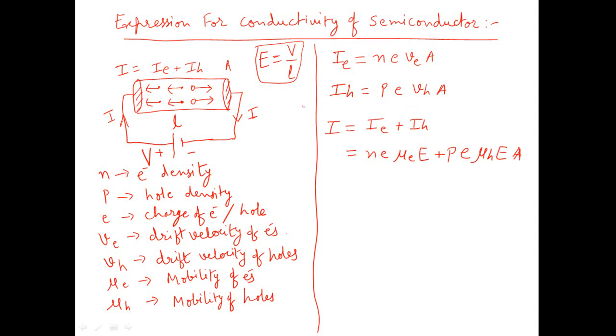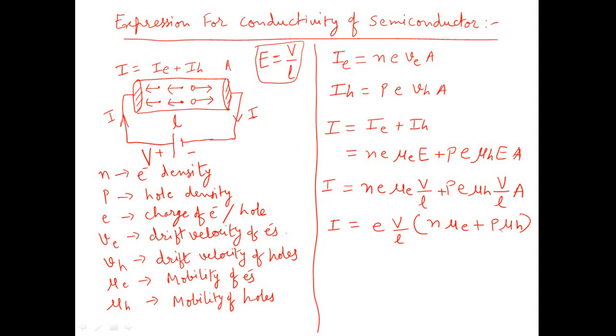So now we know what is the value of E, that is electric field intensity, which is V by L, and therefore now we can write for the current I as n e mu E E, where E is V by L, plus p e mu H V by L into A. So now I can take out certain quantities as common, as e V by L is common, and in bracket I can write n mu E plus p mu H.